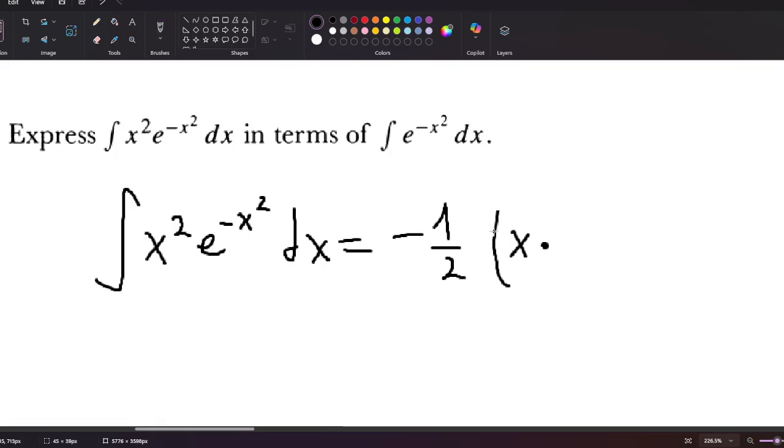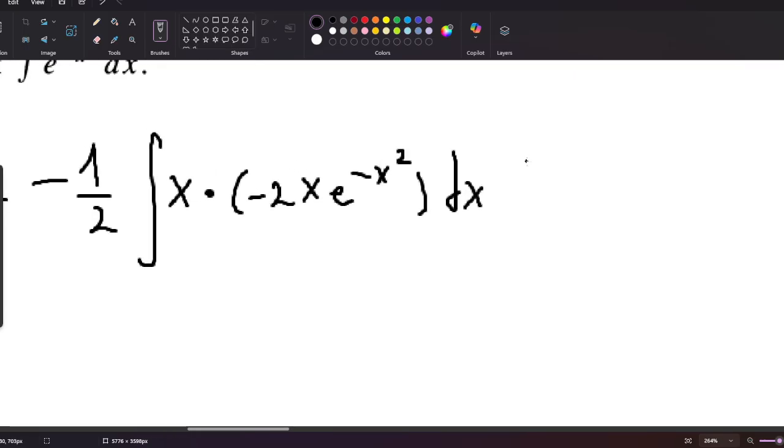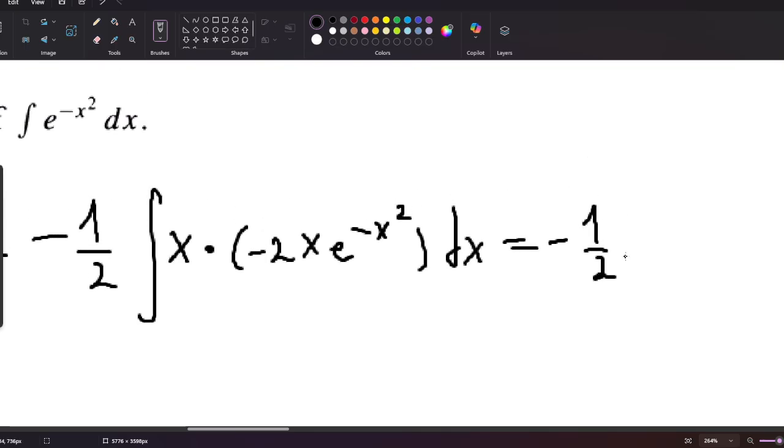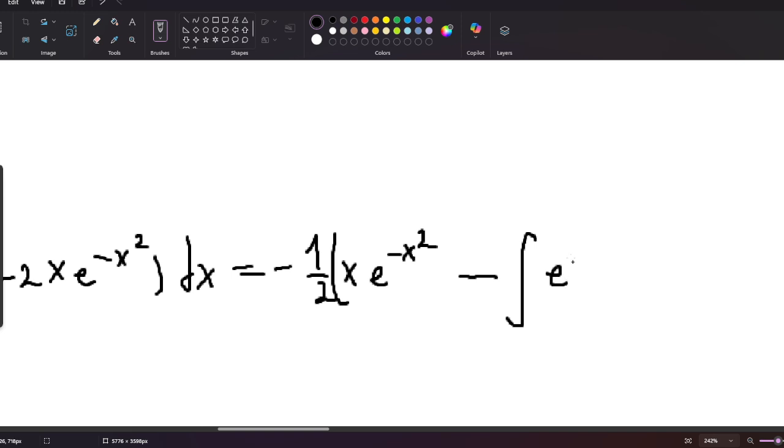The right bracket needs to be an integral: x times minus 2x times e to the power of minus x squared dx. Cool. Now we can just integrate this by parts. That's going to be minus 1/2 times x times e to the power of minus x squared, and we need to subtract the integral of e to the power of minus x squared dx.